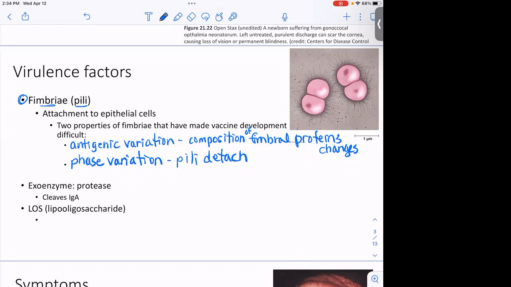Basically it's due to those two things that we don't have a vaccine for gonorrhea. It changes too quickly. Patients can get gonorrhea over and over again. The memory that we have is not to the right antigen because it keeps changing all the time. Some other things, like some exoenzymes: it makes a protease that cleaves IgA. Remember, that's the most prevalent antibody on the mucous membranes.